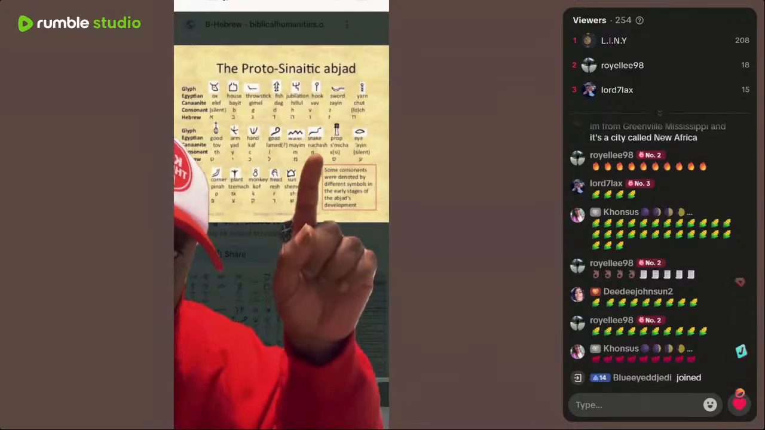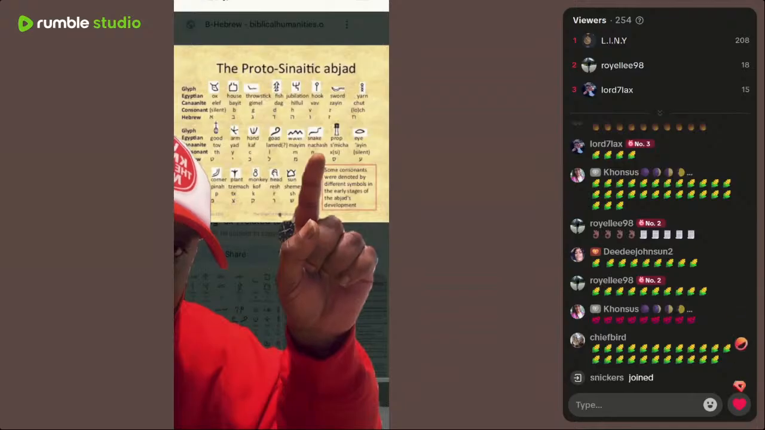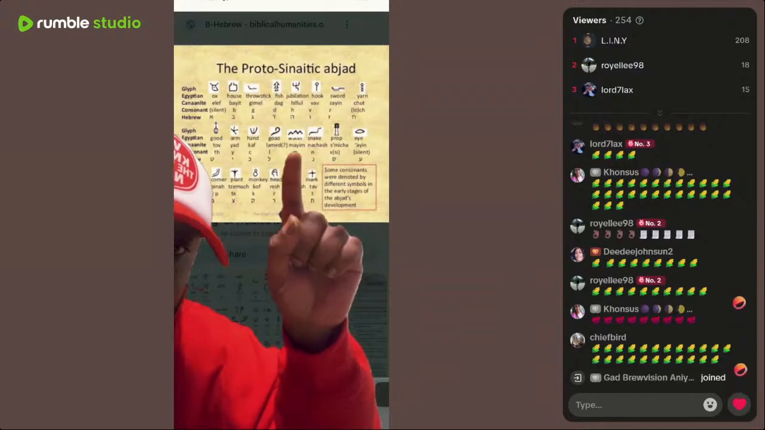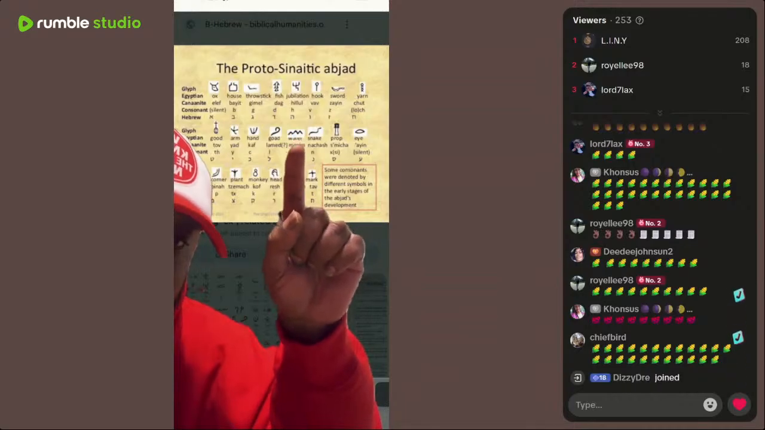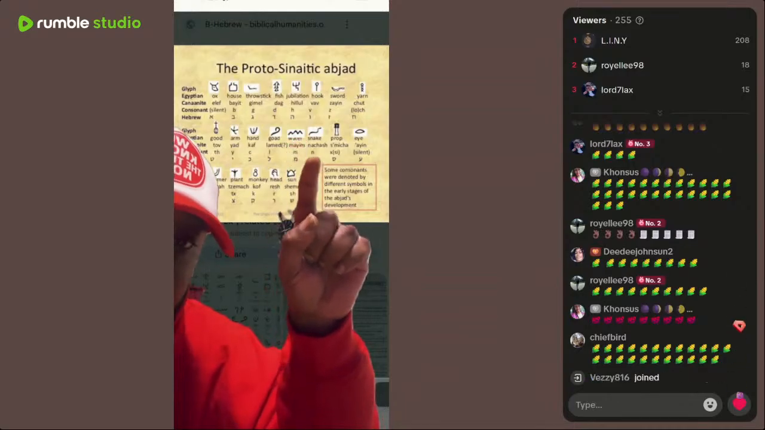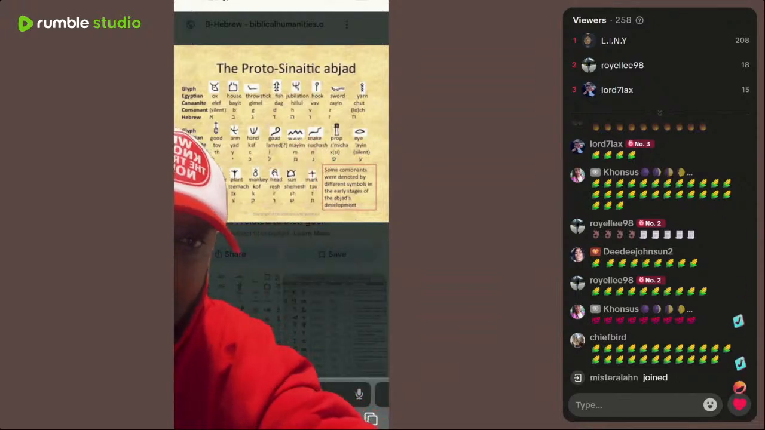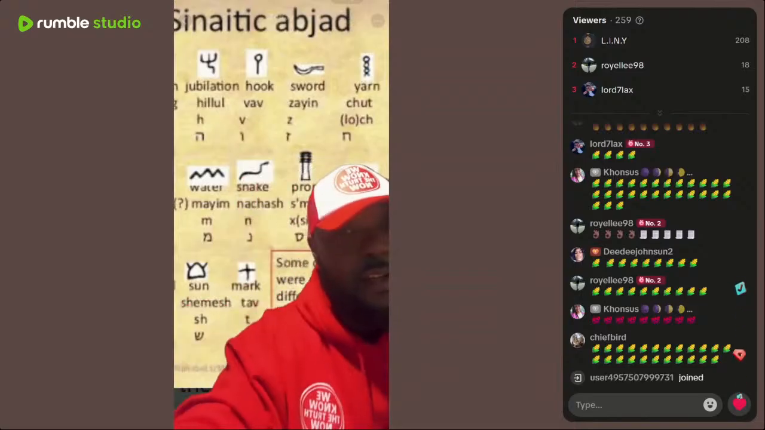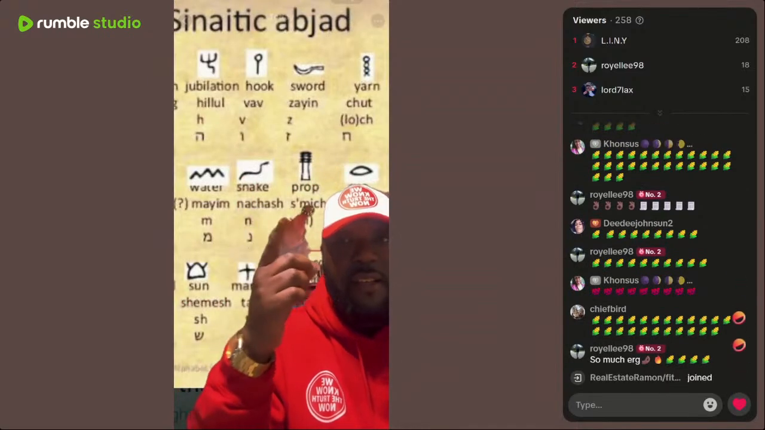What is that? Snake? Natchez? Mayim? Water? Same language. Natchez? Snake. Let's blow that up. Y'all already hear it. Natchez. Natchezin.